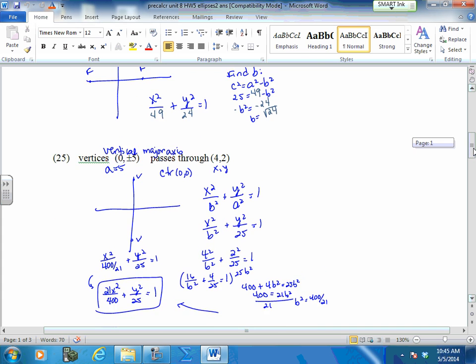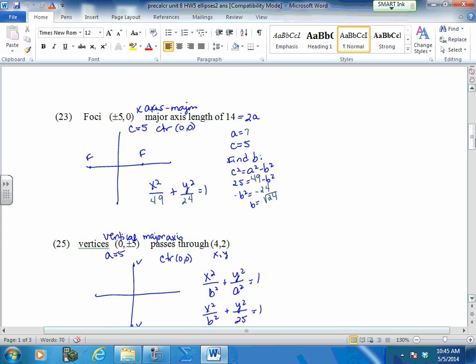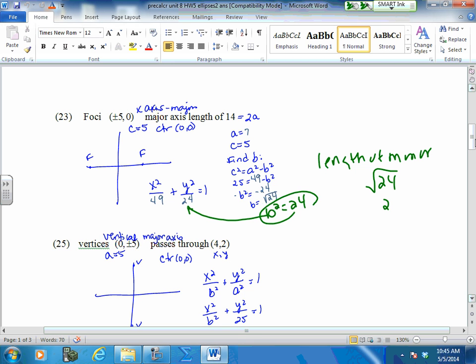Wait, do you have to simplify the radical 24 into 2 radicals? No, you don't, because all you really need is your B squared. You only need B squared to plug in here. So you didn't even have to simplify it, because what they asked for was an equation. If they asked for the length of your minor, then if they said what is the length of your minor, then you would have had to simplify this into radical 6. But because you're just going to plug in your B squared, I wouldn't. It's double the work. You're reducing, then squaring again.